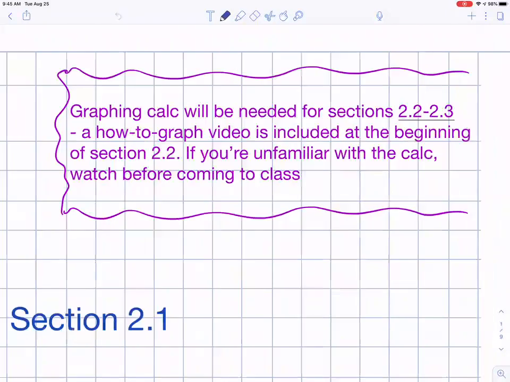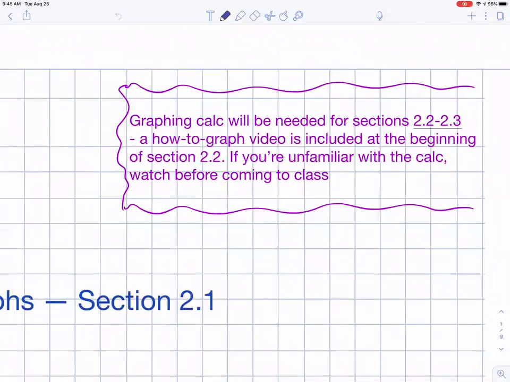All right, so what does that say? A how-to graph video is included at the beginning of section 2.2. If you're unfamiliar with the calculator, watch this before coming to class. I probably put that link in multiple places. I don't know if I put it in the 2.2 learn or not. Okay, I don't know if I put it there, but I guarantee you, you know how when you go into my lab on the left side, you can go to chapter 1 or chapter 2, etc. If you'll go into chapter 2, section 2.